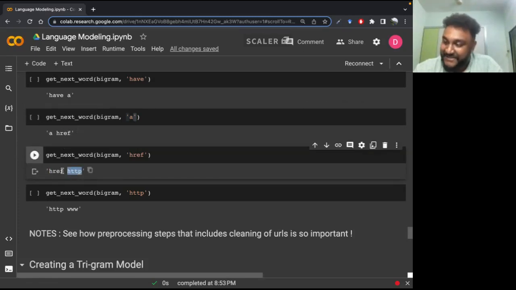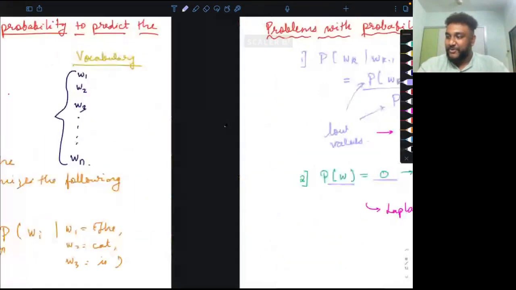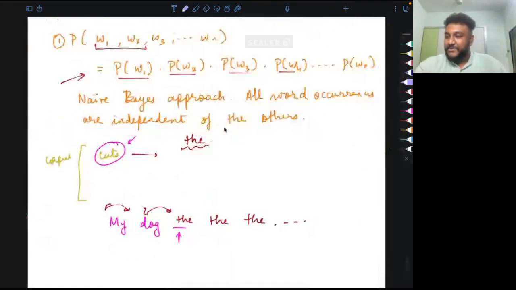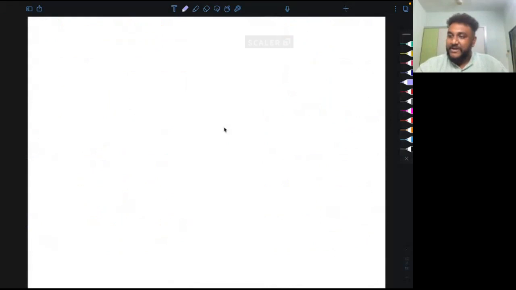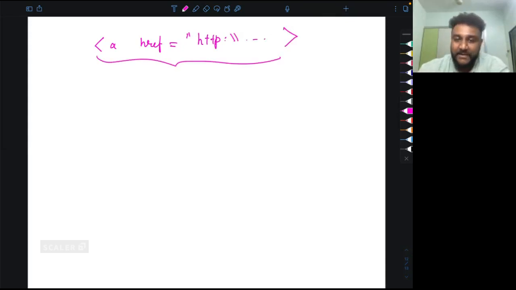After HTTP, I mean, HTTP is very predictable, right? I'll just explain this for those of you who don't know HTML. Whenever you're writing a mail and you want to put a hyperlink, the HTML tag looks like this: a href equal to http colon slash slash something, right? So this is a very commonly occurring thing in our emails.